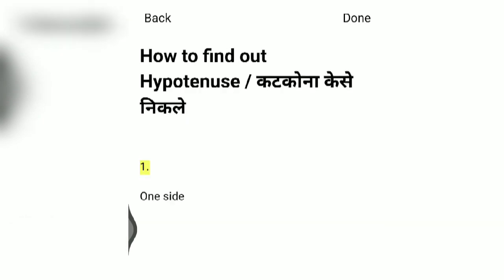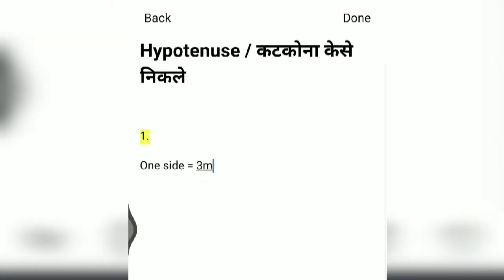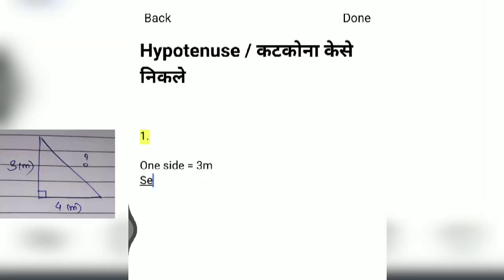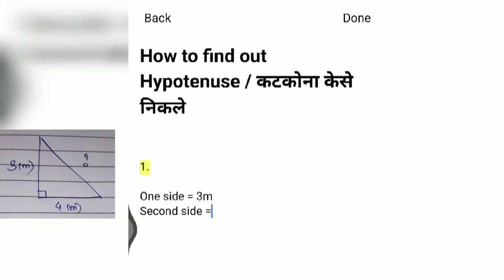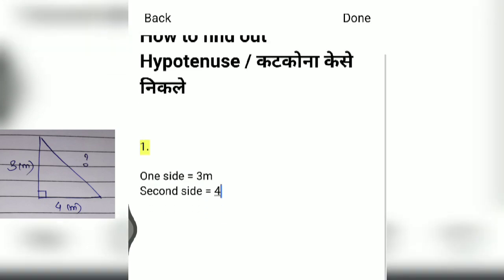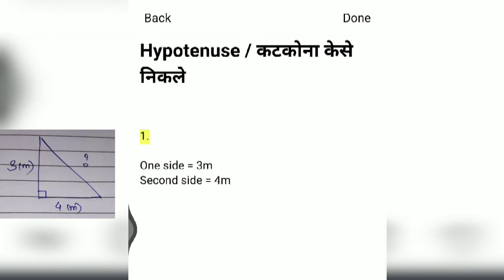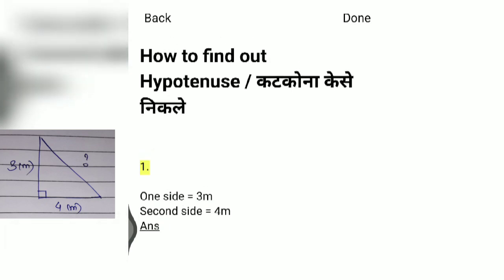If the one side is equal to 3 meter, second side is equal to 4 meter. Answer is equal to.